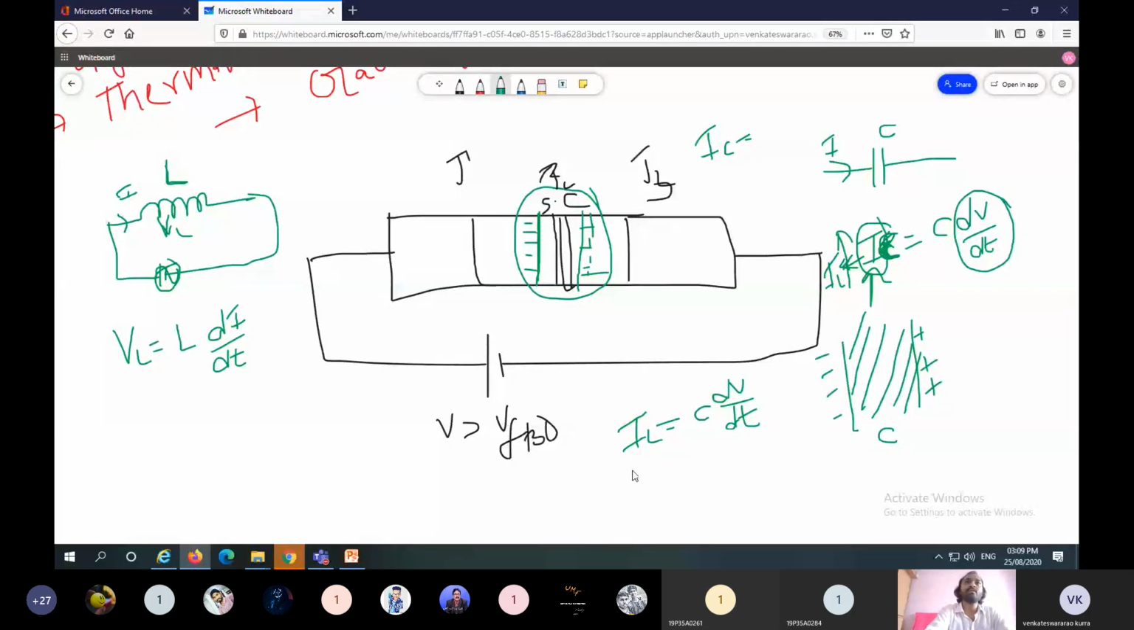If you know the value of latching current and the capacitance of junction J2, you can calculate the critical voltage change required to turn on the device: dV by dt equals latching current by capacitance. This is also a very important formula. The minimum change in voltage required to turn on the device, dV by dt, equals latching current by capacitance.